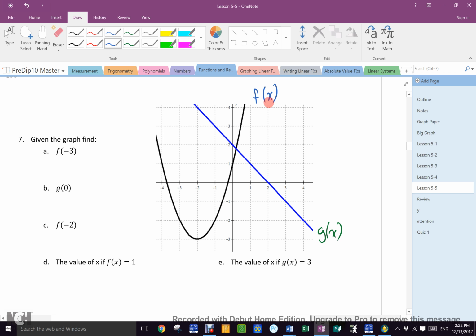The first one tells me I want the f of negative 3. So which line am I looking at? The curvy one. F of negative 3 means what? The input is negative 3. Where do I find the input of negative 3? x-axis. Right there. Do I have an output for that yet? No, because I'm not on the line. How do I find the output? Figure it out. I find it on the line. It is right there, and it is negative 2.